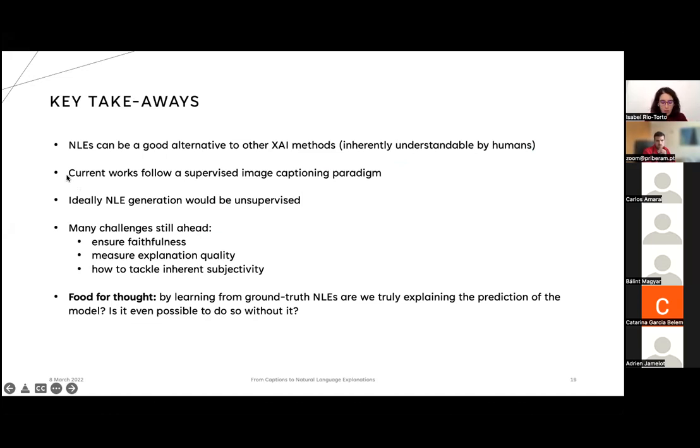But ideally, if we want to explain what the model is learning while classifying, we should not be teaching or influencing the model to generate a given text, because then we would be doing captioning and not explaining the classification. But that's just my current opinion, let's say.